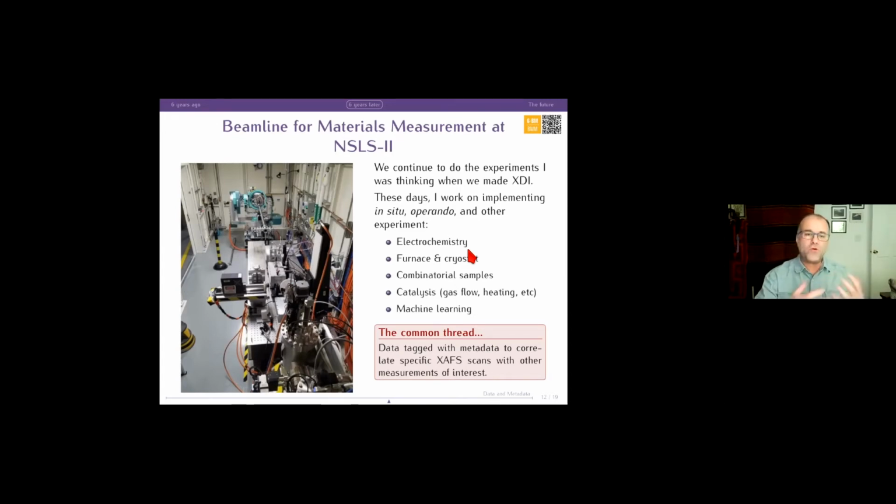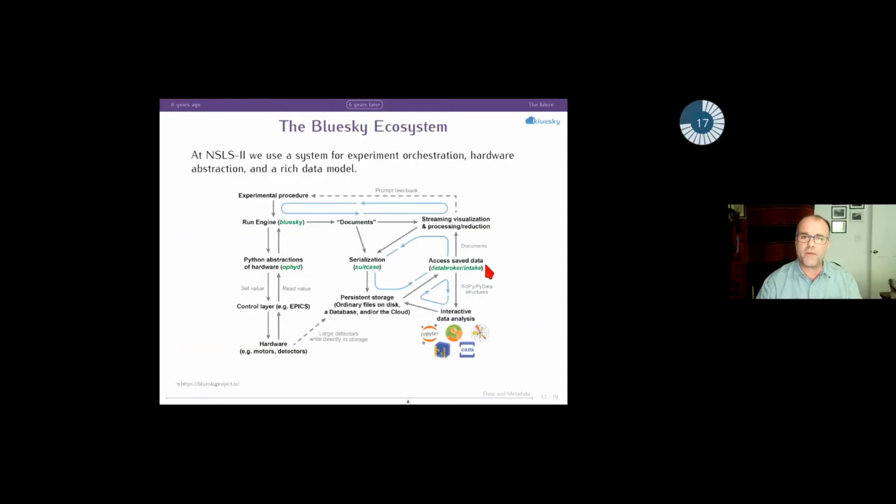so that you can, well, in the case of an electrochemistry experiment, for example, you want to be able to correlate the XFS measurements that are being made with the electrochemical status of the system at the time those XFS scans were made. In a machine learning context, there are all kinds of metadata that you might need to tag with the data in order to allow your agent to make good decisions. So metadata is the common thread among these interesting experiments.